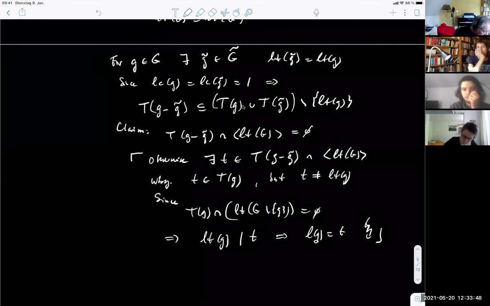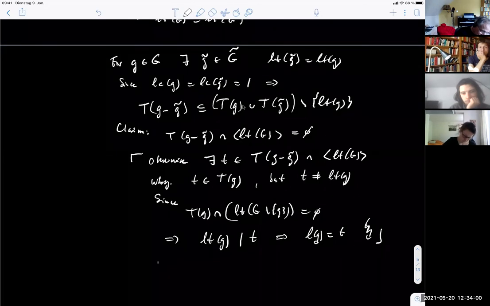Okay, and now from the claim. This claim expresses that this is a normal form of g. So the claim says g minus g twiddle is a normal form.